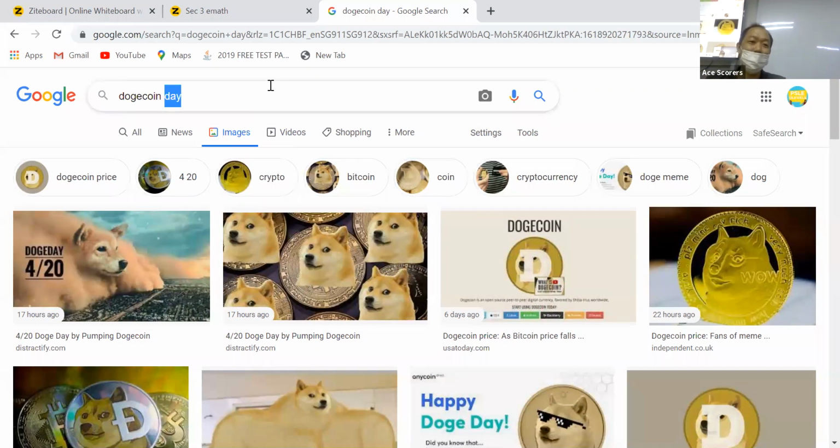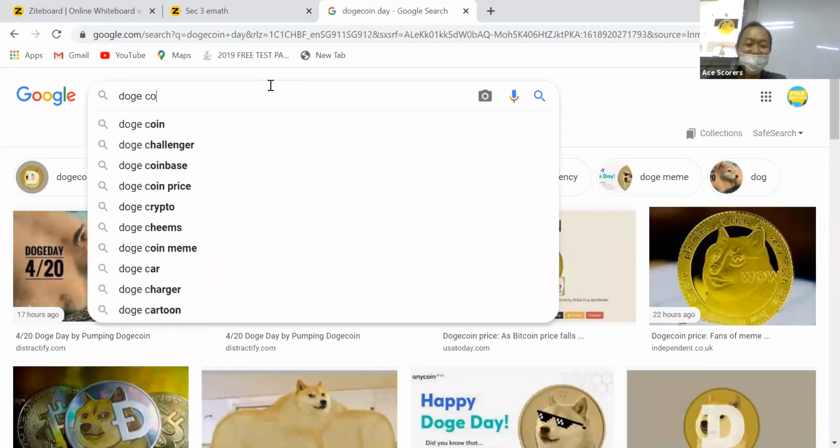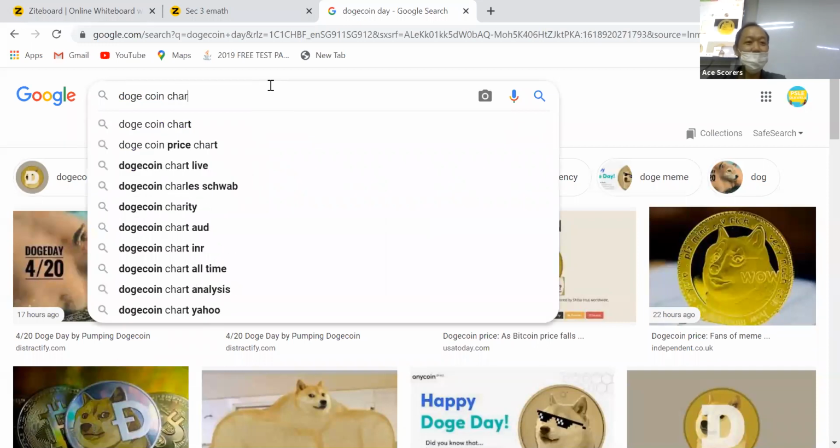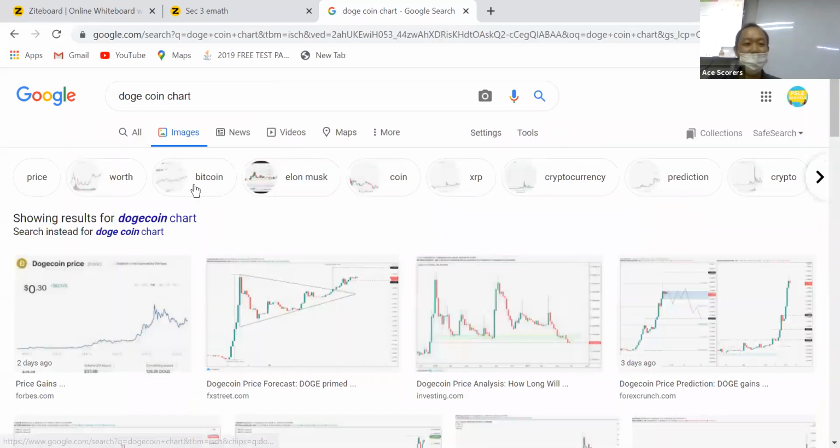Let me show you the chart. You all will go crazy. Look at this. Why did I never go and buy? The dog is cute though. The Dogecoin chart. Look at this.